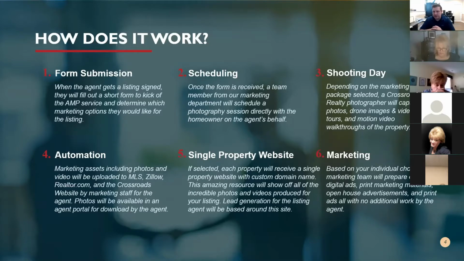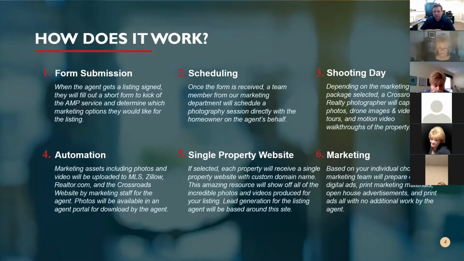So what this slide shows is how we wanted to make it extremely simple and time effective for you as an agent. When you get a new listing, you're going to fill out a very simple form online, and we'll talk about the specifics later. Essentially, it's asking for the property address, client information, pricing, and then which marketing package you want. We'll run through that form at the end of this presentation so you can see exactly what it looks like.